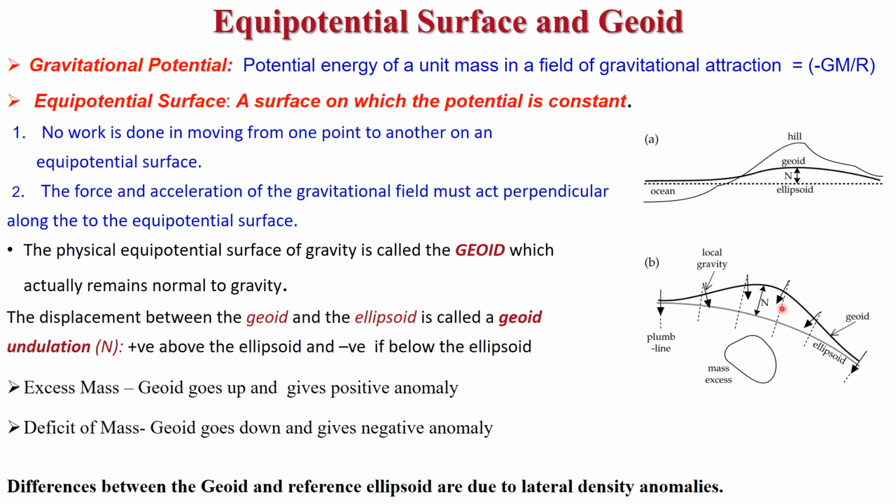And why is there a difference between the geoid and the reference ellipsoid? This actually happens due to lateral density anomalies. The density is not homogeneous along the Earth. There must be heterogeneity in the masses, which gives rise to lateral density anomalies, and that is the main cause for the undulation between the geoid and our reference ellipsoid.